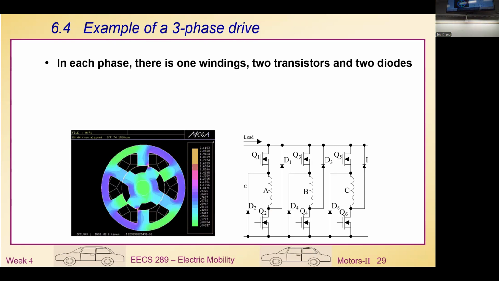It's still two transistors per winding. All the inverters have two transistors anyway, right? Per inverter leg. Why? Maybe because of the timing, like which one has to turn on and which one has to turn off. It's complicated because of that.